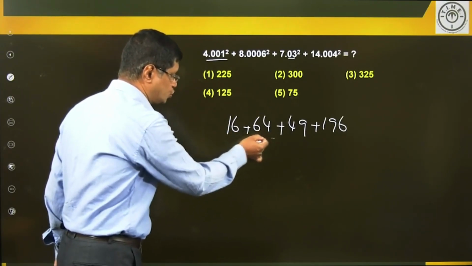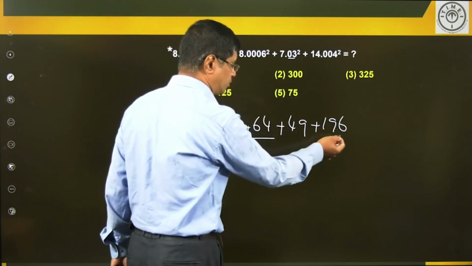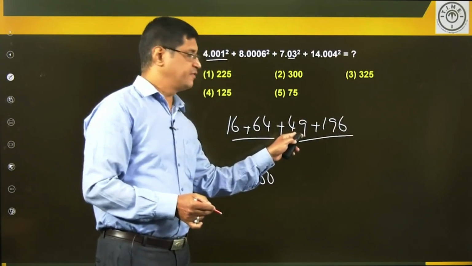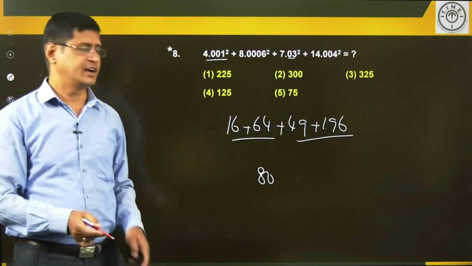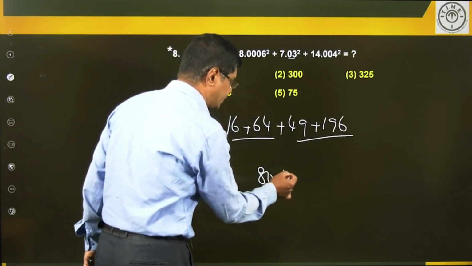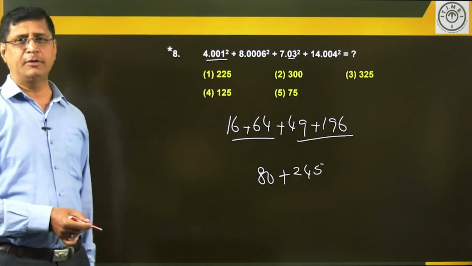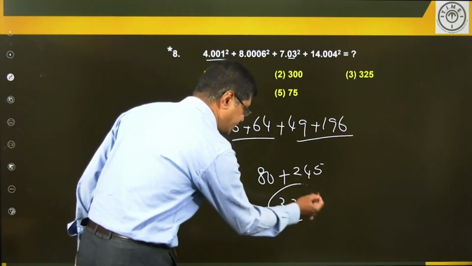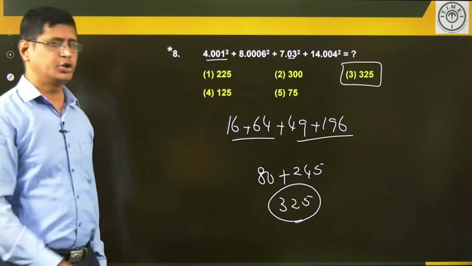By adding these two, how much do we get? 80. Now, how much is the sum of these two numbers? Sum of these two numbers means subtract 1 and add here 50. 50 plus 190, that is 240. 240 plus 5, 245. Now, 80 plus 245, that is 325. So, how much is the result? 325. Right choice, option 3. Third choice is the correct answer.